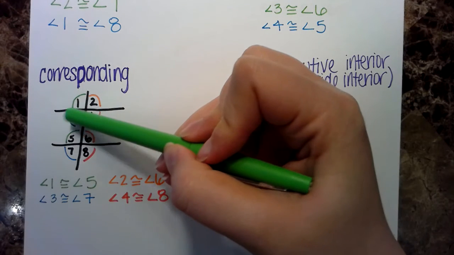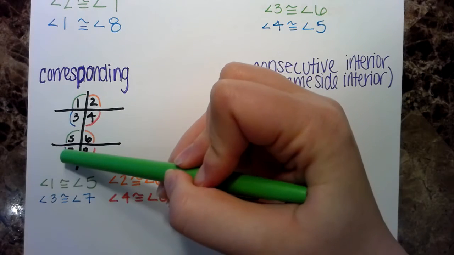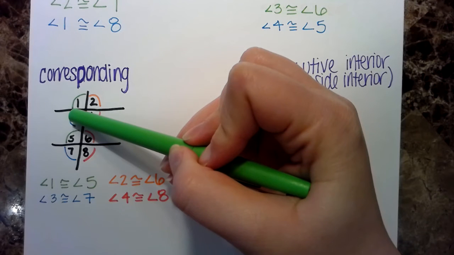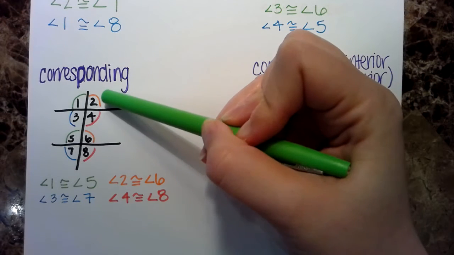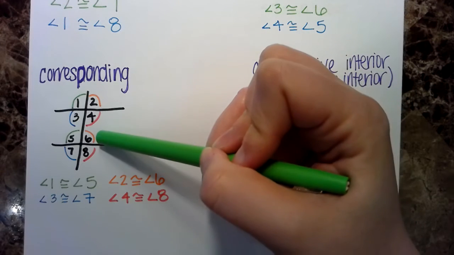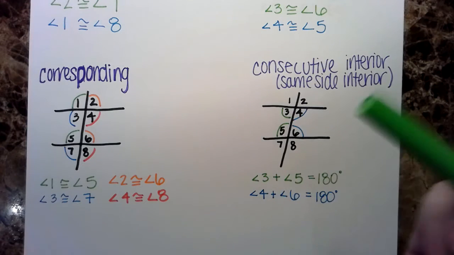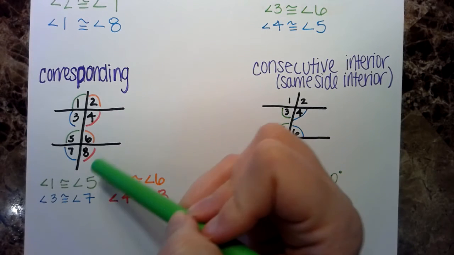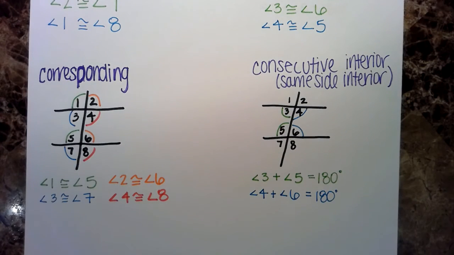3 and 7, same side, same position. So they're congruent, so they're equal to. 2 and 6, same side, same position. They are going to be congruent. And then 4 and 8 are also congruent. So remember, this symbol right here means that it is congruent. It's saying angle 2 is congruent to angle 6.